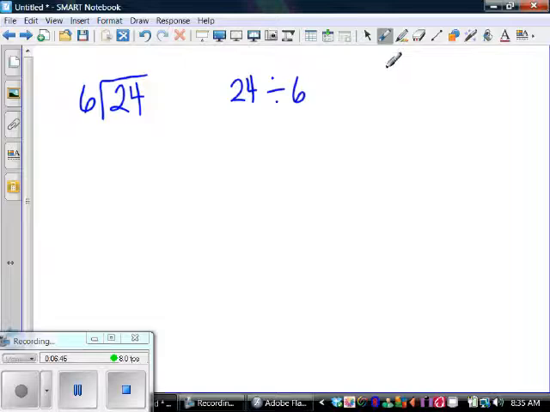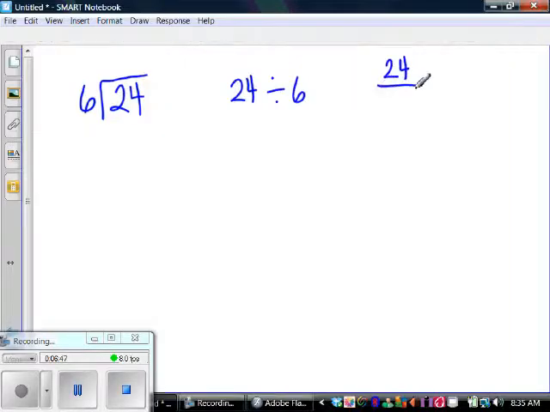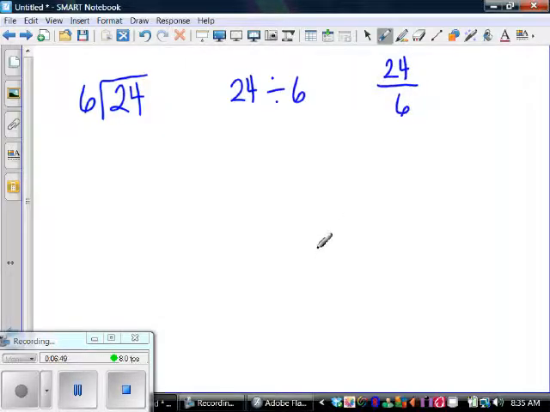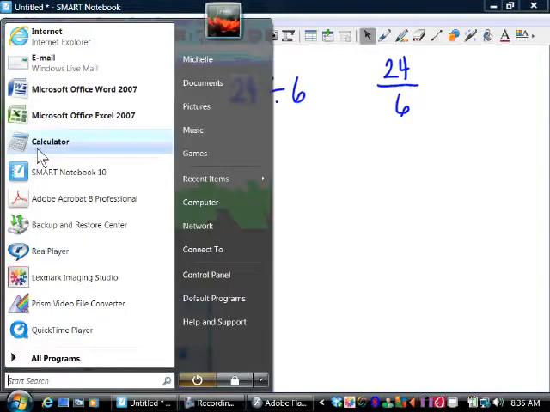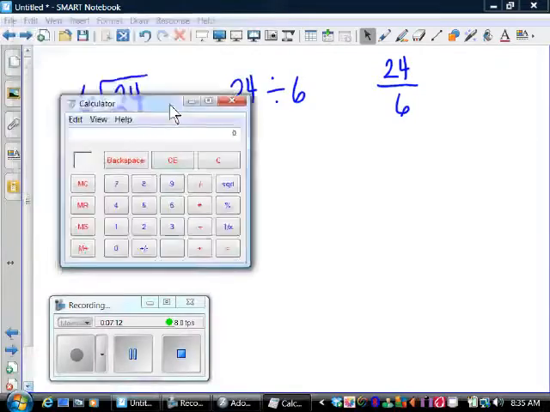And the last way is to say 24 divided by 6, written as a fraction. That's really what fractions mean. They are really division problems. And you can take a fraction and punch it into your calculator and say 24, and then hit your division symbol and then 6 and then hit equals and you'll have your answer. I can show that to you real quickly. I keep my calculator handy.